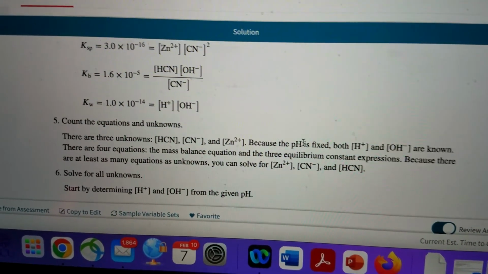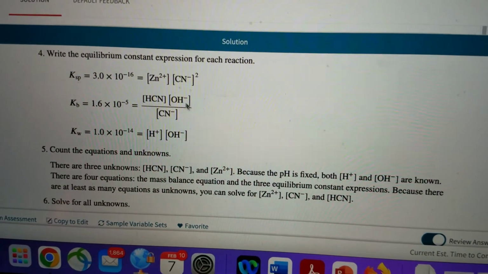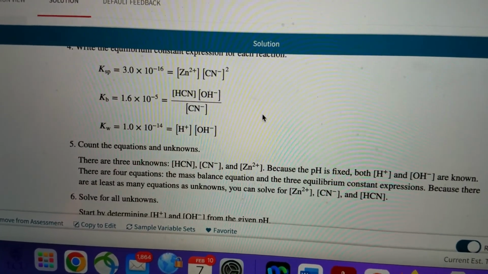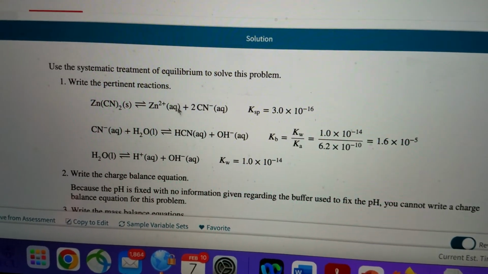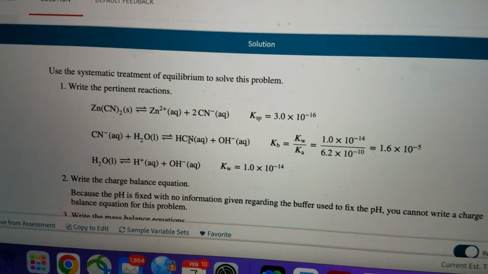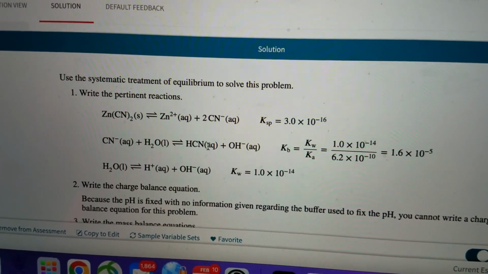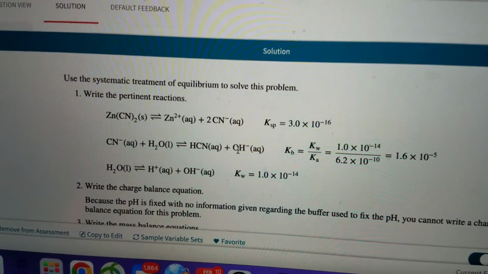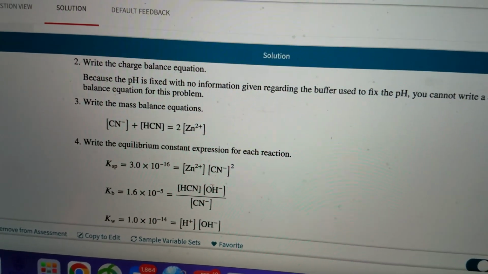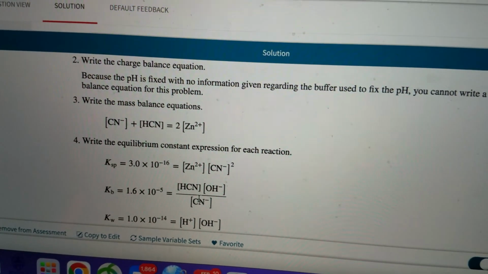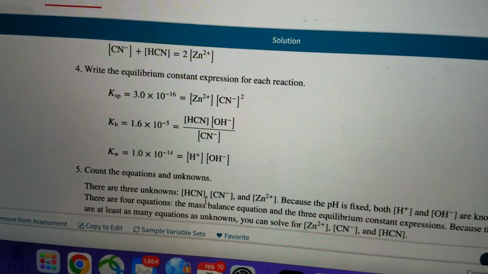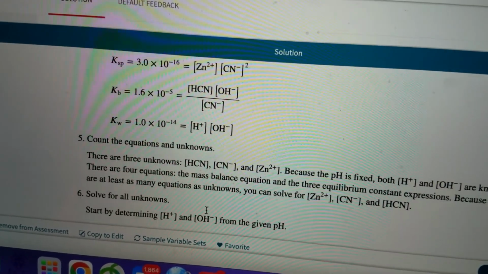Just make sure when you write those equations, it's always the products on top and the reactants on the bottom. Remember that? Let's say the second one, you have hydrogen cyanide concentration times hydroxide concentration on top. Yeah, that's on top. Then the cyanide, the reactant's concentration, on the bottom. Anyway, those are the equilibrium constants, and we got quite a few equations.